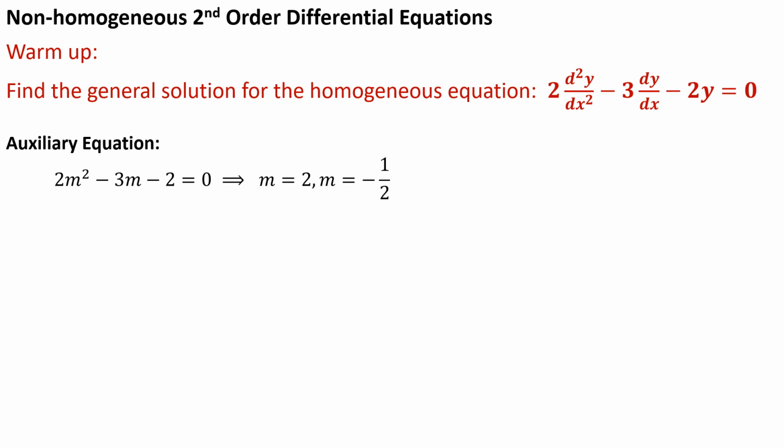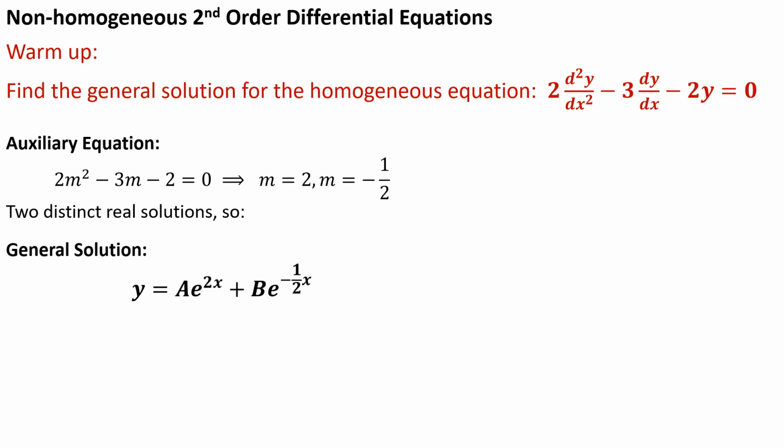In this case, we get two distinct real solutions. And if you've got two distinct real solutions, there is a particular format that the solution to this differential equation will come in. So we can write our general solution as a linear combination of e to the power of 2x and e to the power of minus a half x, using the 2 and the minus a half that we got from the auxiliary equation.